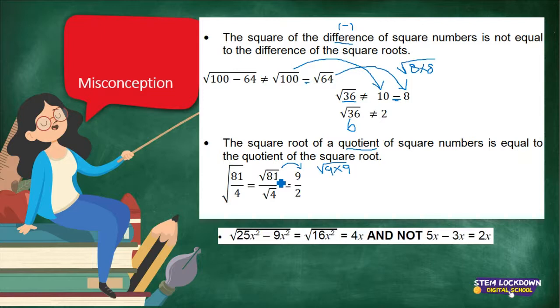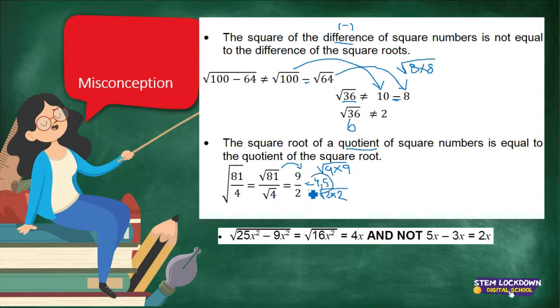So what was 81 before you squared it? It was 9. What was 4 before you squared it? It was 2. Remember, 2 times 2 is 4, so it was 2. So here the answer, 9 divided by 2, is 4,5.